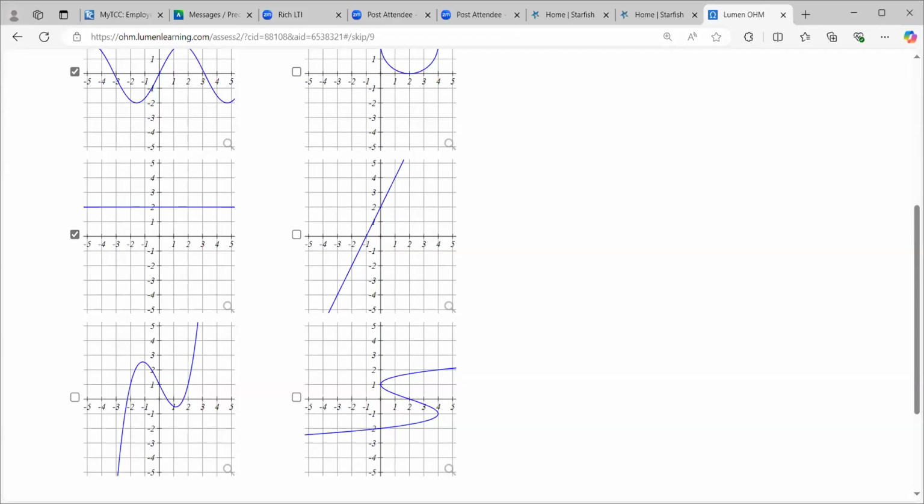And what about this slant straight line? This is a slant straight line. Does this pass the vertical line test?